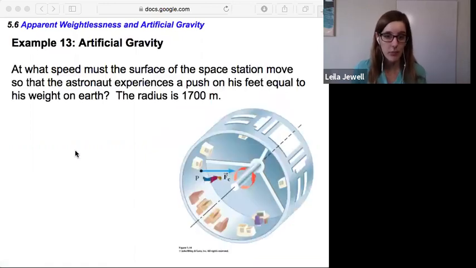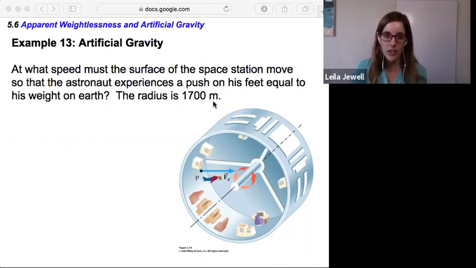So let's look at this example of artificial gravity. At what speed must the surface of the space station move so that the astronaut experiences a push on his feet equal to his weight on Earth? The radius is 1,700 meters.